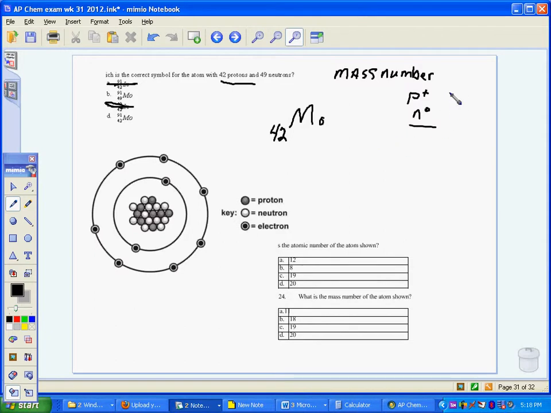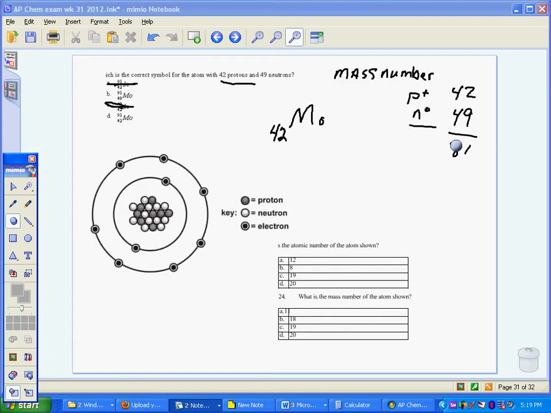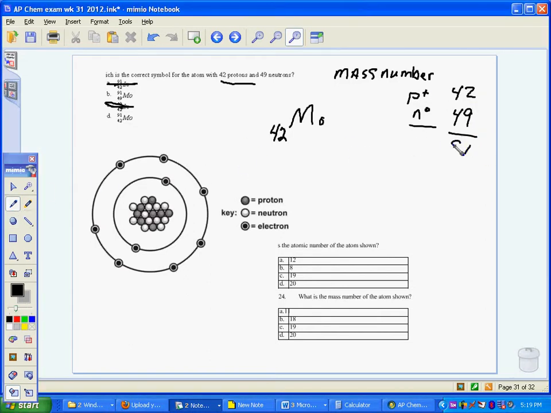So if we add our 42 protons and our 49 neutrons, we get a mass number of 91, not 81. 2 and 9 is 11, that'd be 91. Okay, so what we're looking for is 91 on top and 42 on the bottom.